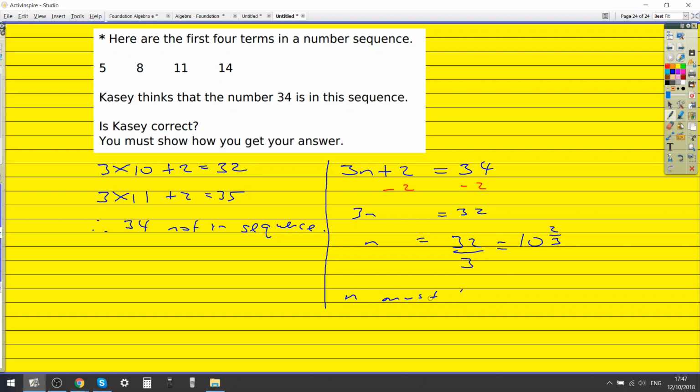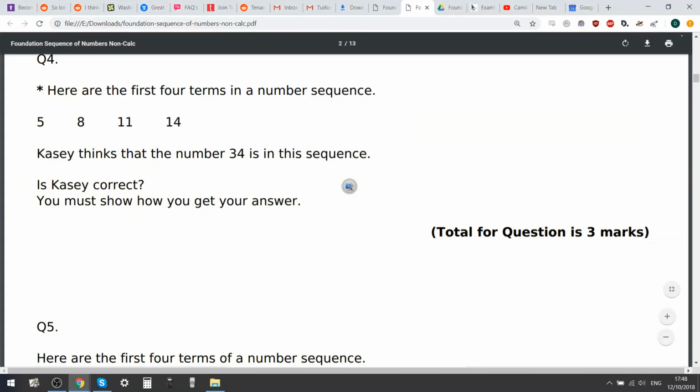n must be an integer, like pattern number 1, pattern number 2, pattern number 3. There's no pattern number 1.5. Yeah, exactly. It's got to be a whole number. That's it. So n must be an integer, therefore 34 is not in the sequence. So that's a way to solve it instead of guessing in your head, like, is it 9, 10, 11? Okay.